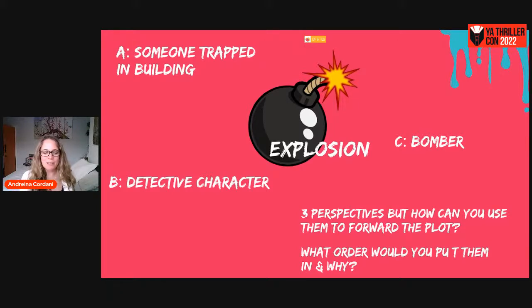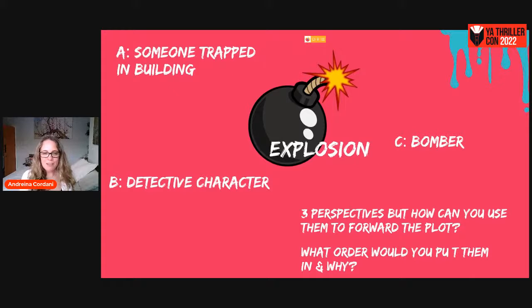But it's not just enough to know that there are 3 different perspectives. Those perspectives have to forward the plot, otherwise there's no point in them being there. So if you write about an explosion, you need to think about what perspective those 3 people would have, and how it would forward your plot. You have to know what you want to come out of the explosion, what you're destroying, or what your bomber wanted to destroy, whether it was the right thing.